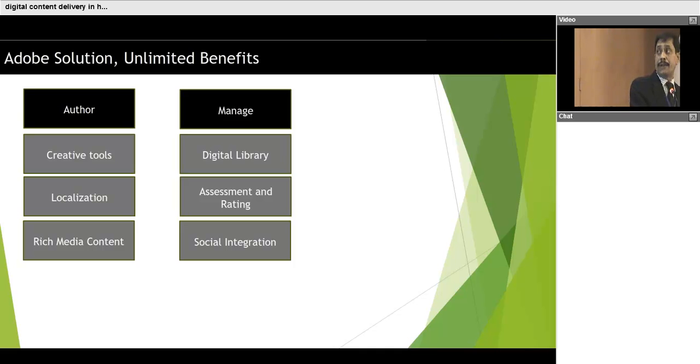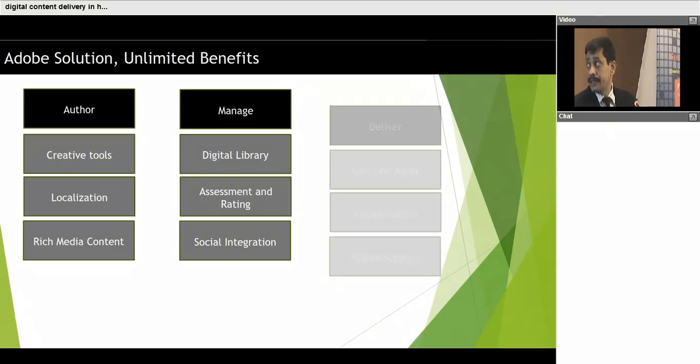Now, as I said earlier, once this content is collected, it needs to be put somewhere very similar to a physical library that we have in our colleges. So there are provisions for having a digital library which can catalog this content. This content can then be rated by its consumers so that people get guidance on what is being most used. It can also be integrated with a social platform, so that people can start collaborating over it.